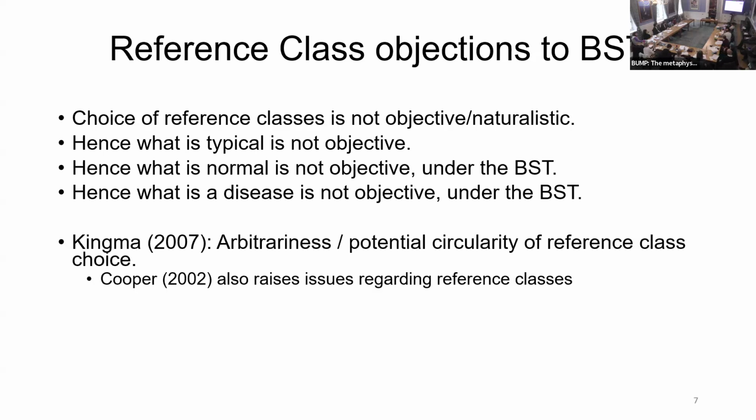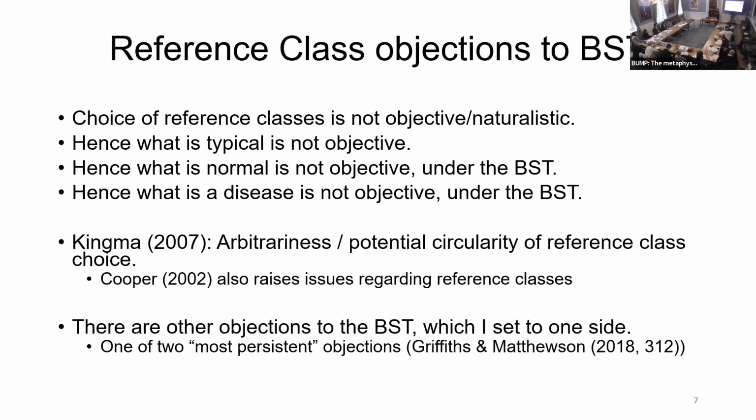So, Kingma 2007, "What is it to be healthy?" Kingma doesn't use the word arbitrary, but I think the quote in the next slide or two does point in that direction. Kingma worries about arbitrariness or even potential circularity when it comes to choosing reference classes in medicine. Cooper worries that race classifications should be included, and also raises a general concern that people have with reference classes, which is that they can collapse down into single cases and the statistics disappear.